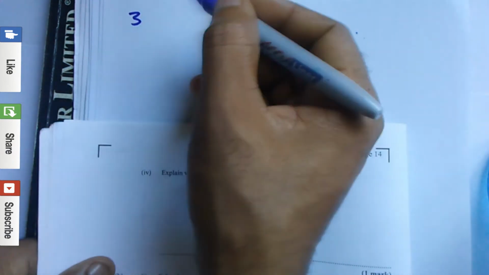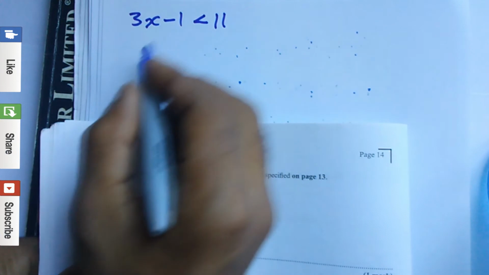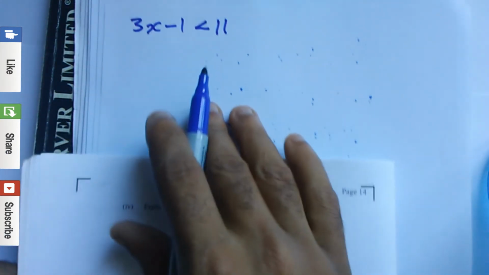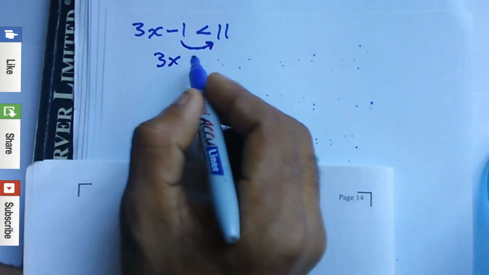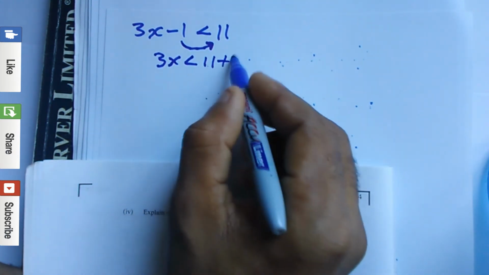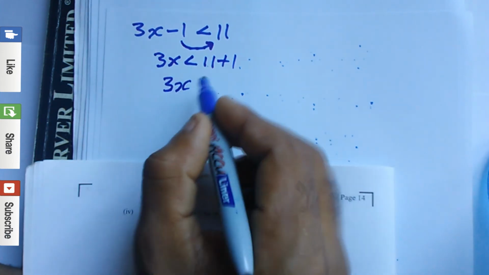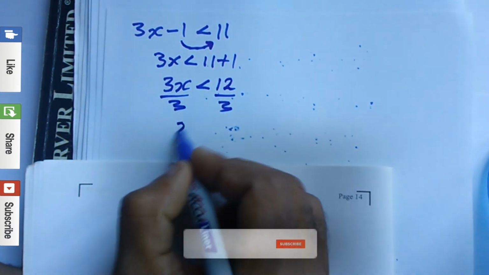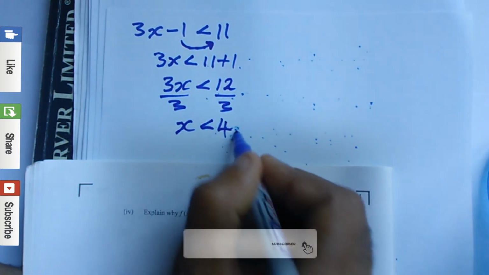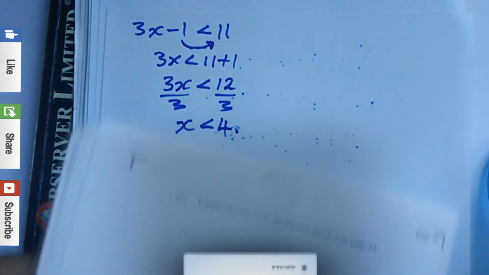They said solve the inequality 3x minus 1 less than 11, 1 mark. So we have 3x minus 1 less than 11. I said we're going to collect like terms. So I'm going to bring this negative 1 over the inequality sign. I'm going to have 3x less than 11 plus 1. 3x is less than 12. Divide both sides by 3. X would be less than 4. So that's the solution for the first part of the question.